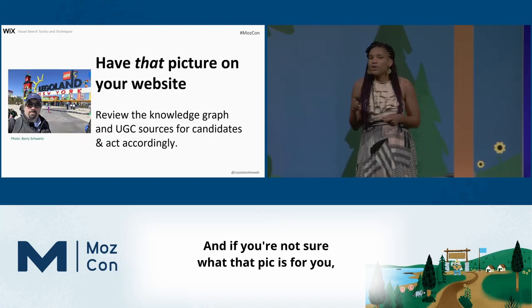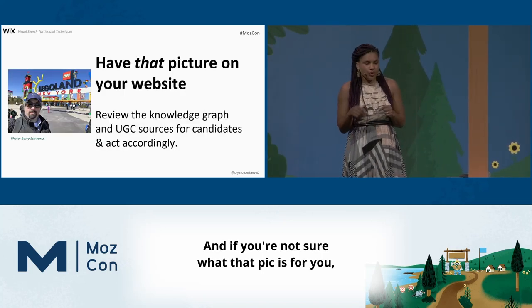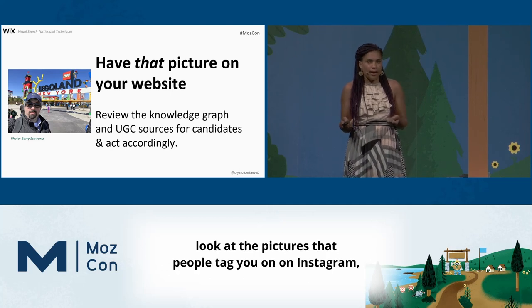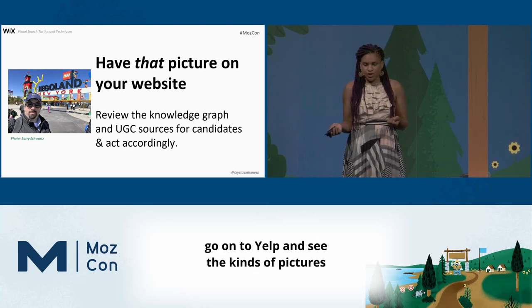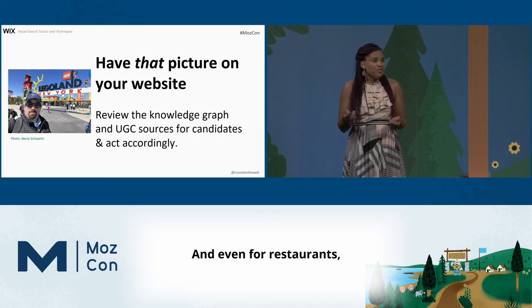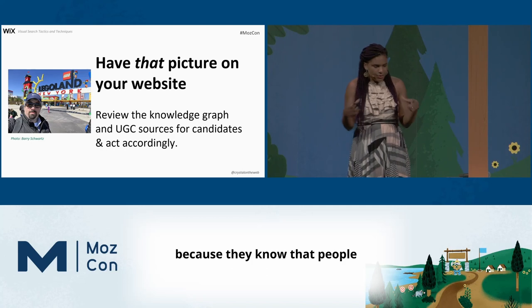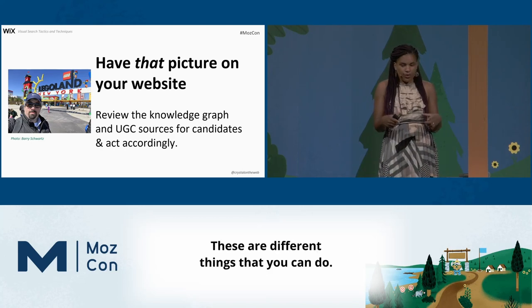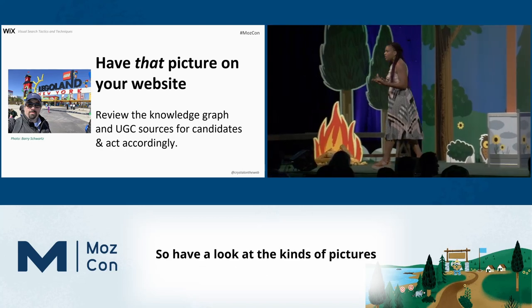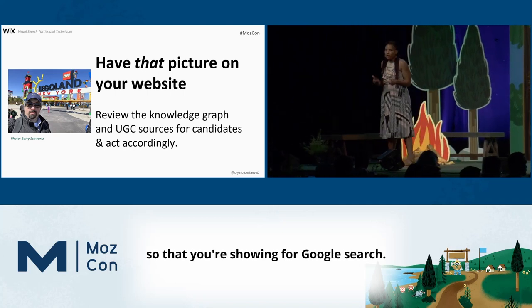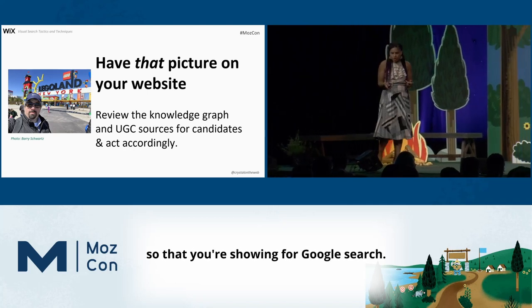And if you're not sure what that pic is for you, look at your user-generated content. Look at the pictures that people tag you in on Instagram. Go on to Yelp and see the kinds of pictures that people are taking. And even for restaurants, I've seen it where people will put their logo on the plate because they know that people are taking pictures of their food. These are different things that you can do. So have a look at the kinds of pictures that people are taking and see how you can optimize those so that you're showing for Google search.